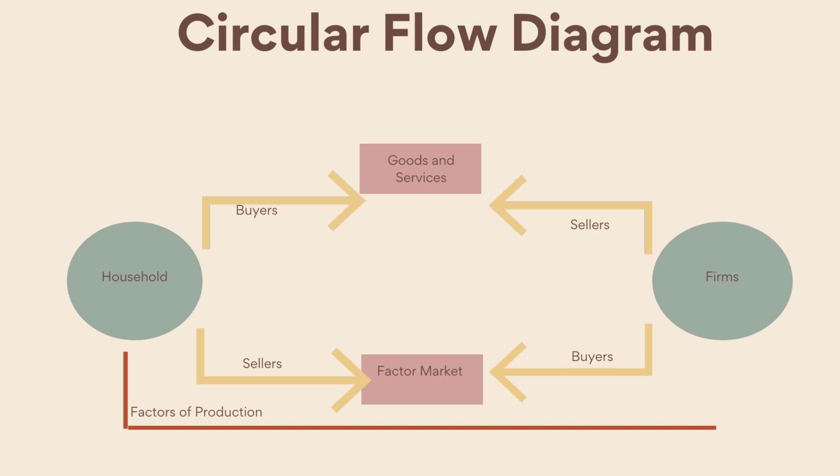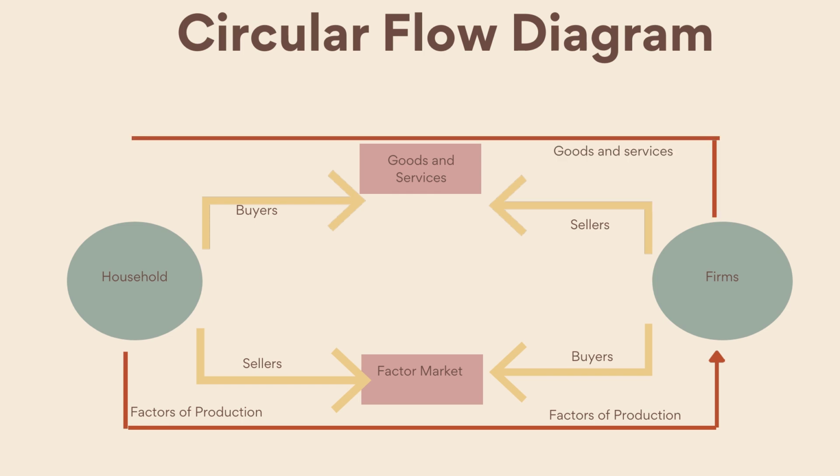Which is, again, what are our factors of production? We have examples of factors of production: labor, land, raw materials, machineries, and our entrepreneurial skills. Right? So, those come from the household, going to the firm. Now the firm will be able to create goods and services that the household will consume.